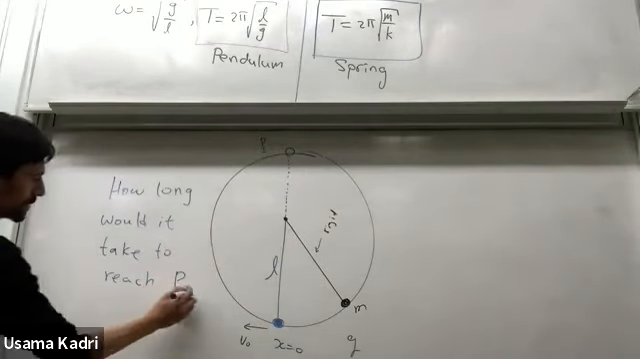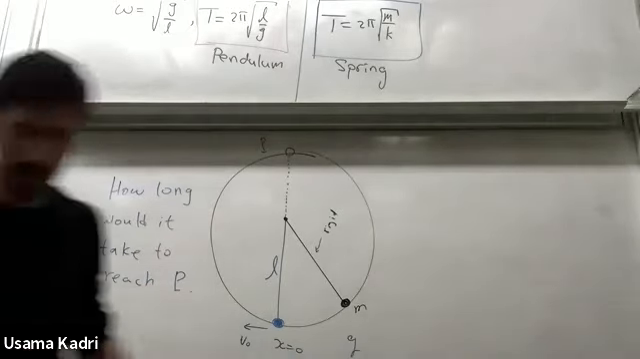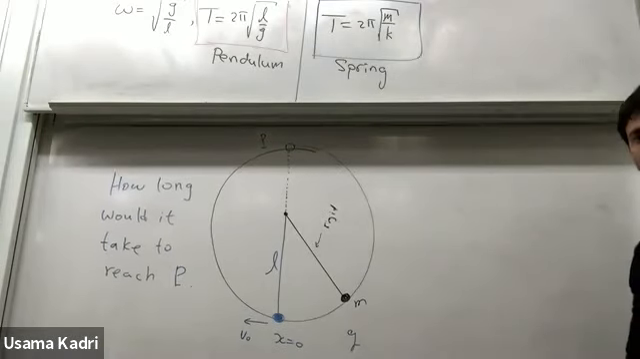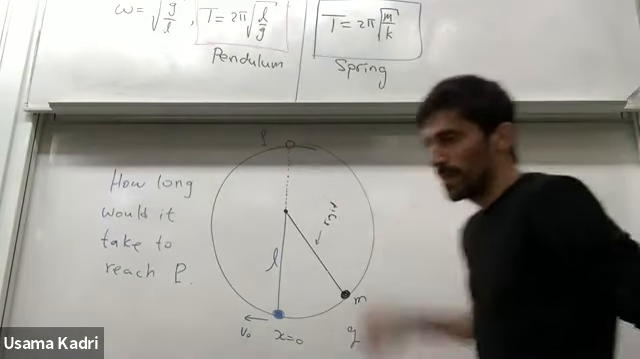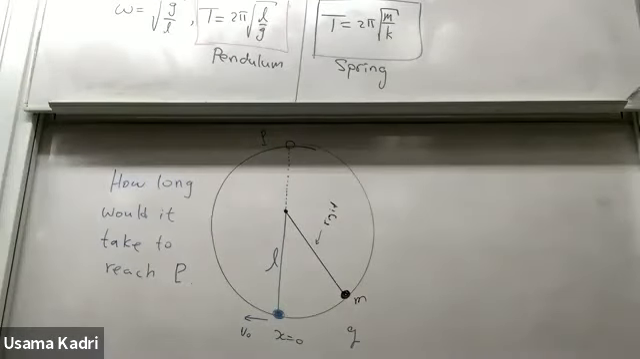To reach point P, the top point. Okay, think about it. It's not an easy problem, and it's not impossible as well. If you use what you've learned today, you actually might be able to solve it in seconds. All right, so this is the part about Hooke's law and springs.